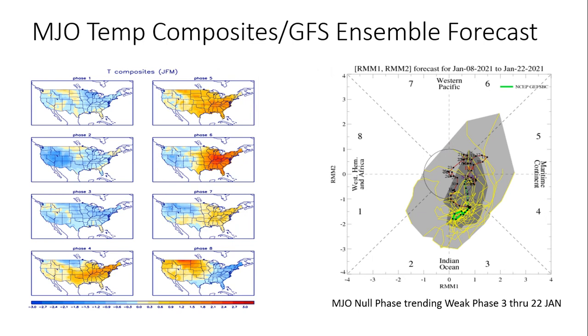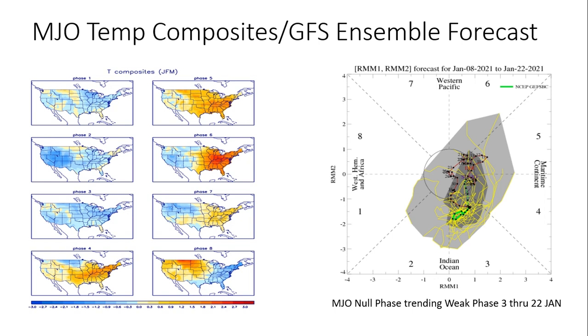Now, the temperature composites for January, February, and March are on the left. The orange shading represents above normal temperatures associated with phases 4, 5, 6, and 7. And then the blue shading represents below normal temperature departures, colder air, associated with phases 8, 1, 2, and 3. So let's take a look at the diagram on the right. That's the GFS Ensemble Forecast for the MJO. And this forecast runs out from today, the 8th of January, on out for about 2 weeks to the 22nd of January 2021. The green line represents the overall average of the ensembles.